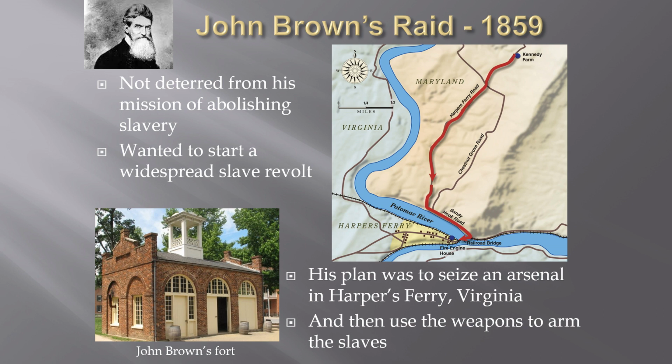Amidst all of this in 1859, John Brown, the orchestrator of the Potawatomi Massacre, has got some grander plans, and he's not deterred from his mission of trying to end slavery forever. He wants to start a widespread slave revolt throughout the South. His grand plan is to seize a weapons arsenal in Harper's Ferry, Virginia. An arsenal is a place where the military keeps weapons. And he wants to use those weapons to arm the slaves and then lead them in a revolt throughout the South. They kill off all the slave owners, they get their freedom, and they want to establish sort of a new slave republic in the area of the mountains of West Virginia.